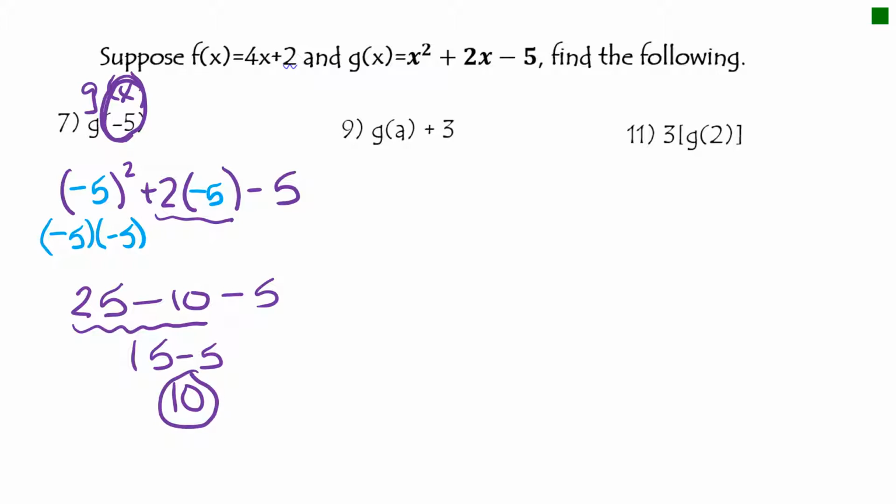This next one has 2 parts going on with it. We've got G of A, and then we have +3. I'm going to do that in a different color. Look at me, I'm getting smart here. +3. So the first thing we're going to do is G of A.